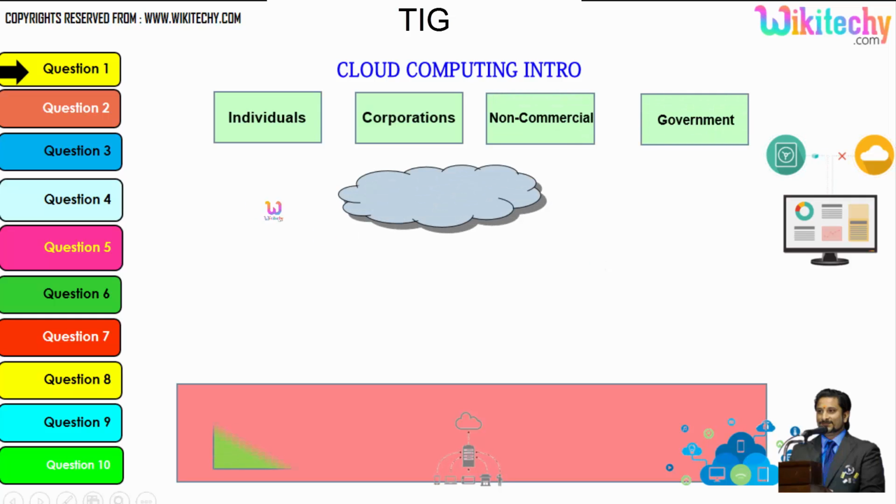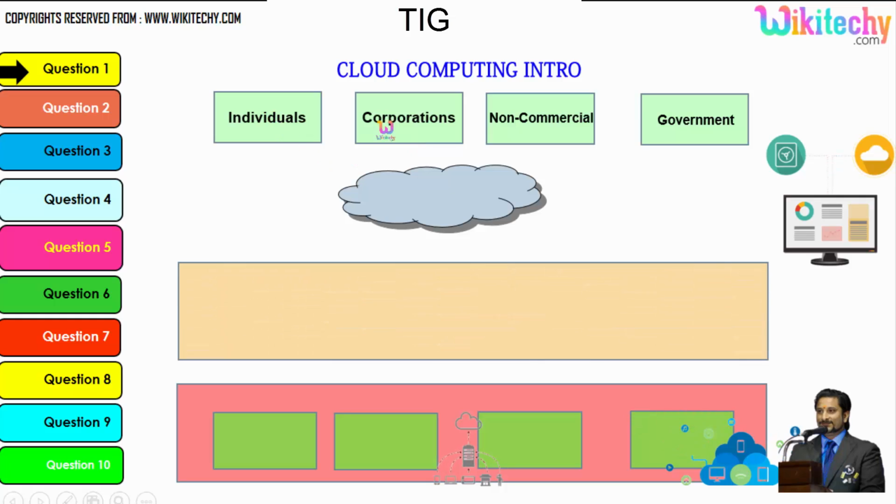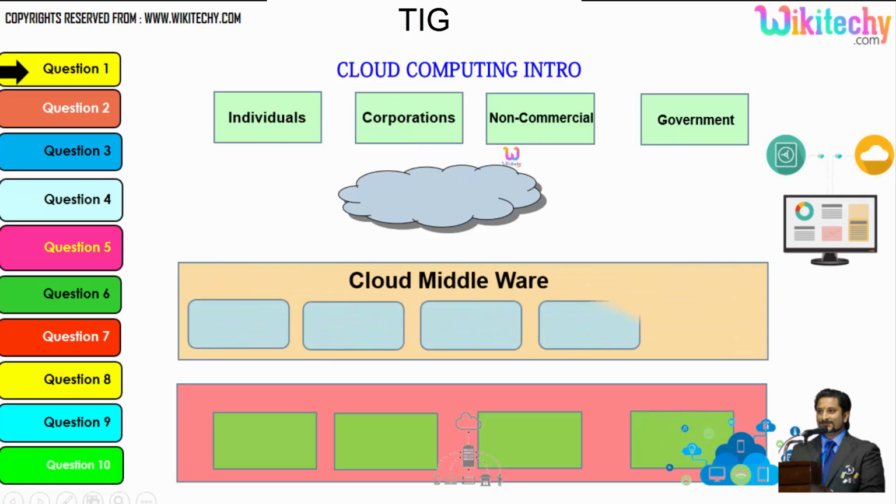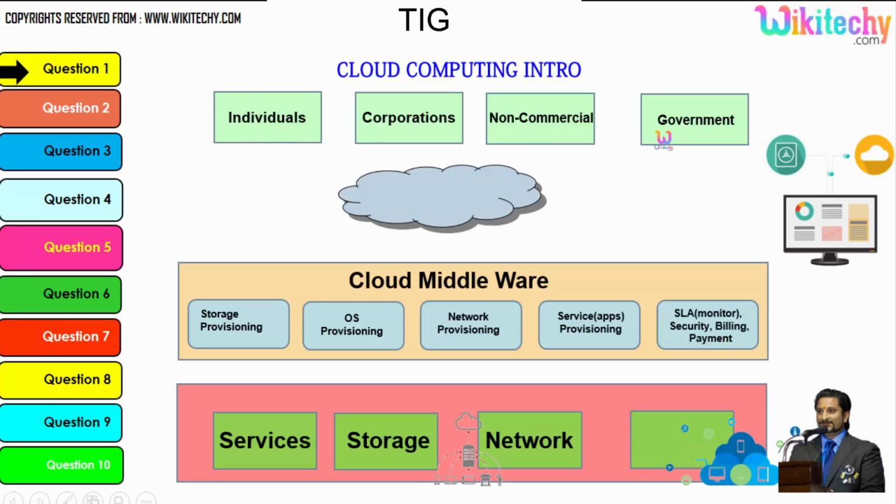Still further, you are able to see there are different types of users: individuals, corporations, non-commercial people, and government. Any of these users are able to access the services, storage, network or operating system via the cloud middleware. These are the specialized software given by the cloud service provider to access the resources by the end users. This is how the cloud computing architecture is.